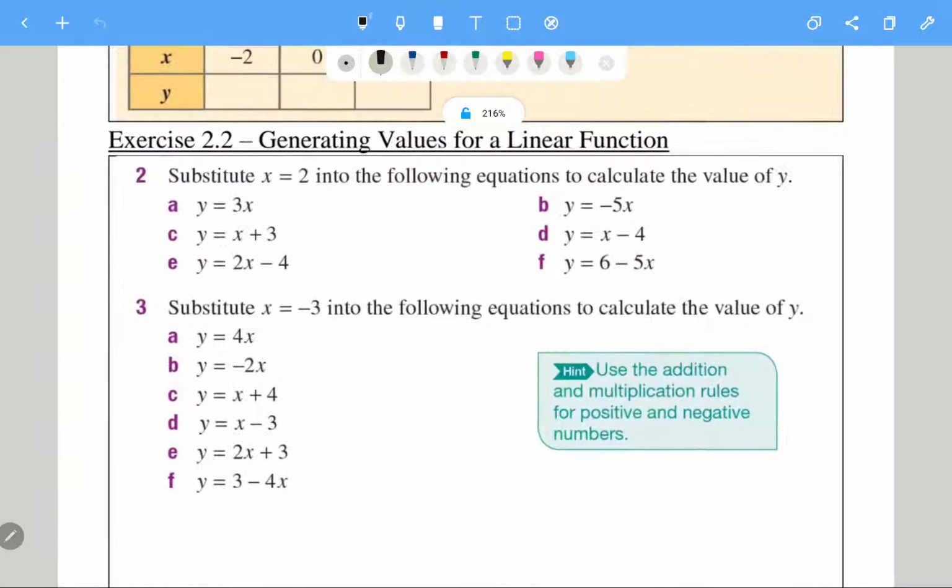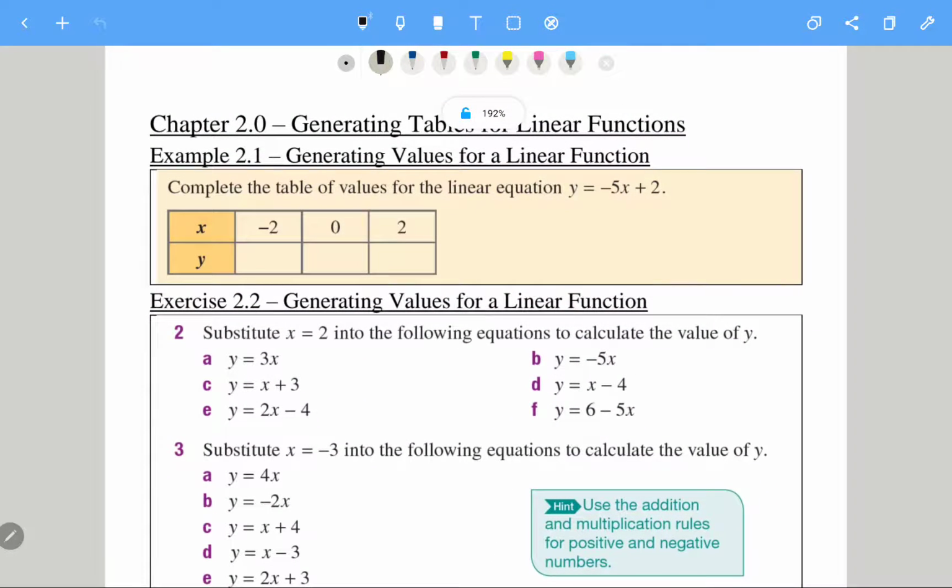So this is for those of you who are wanting to get a little bit ahead. This is going to be looking at generating tables for linear functions. Alrighty, tables are useful, like we saw in the last chapter, that we can use them to plot graphs. So if we can't have a table, we're going to have trouble plotting a graph. So let's have a look at how we actually do it.